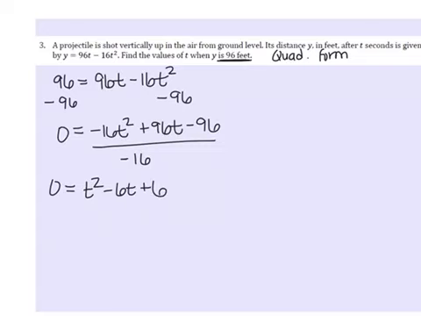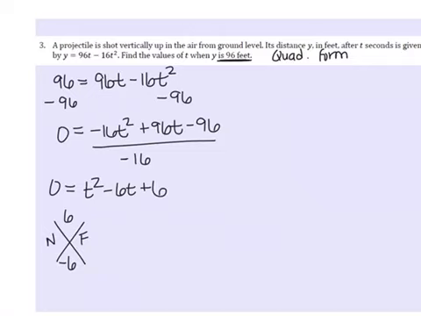Now I know I'm trying to solve this, so I solve by factoring or by quadratic formula. I'm going to try factoring and see if it works because the numbers are pretty small. So I'm trying to multiply to 6 and add to negative 6. In this situation, that didn't work out. There are no factors that do that. So if that doesn't work, then I can do quadratic formula.